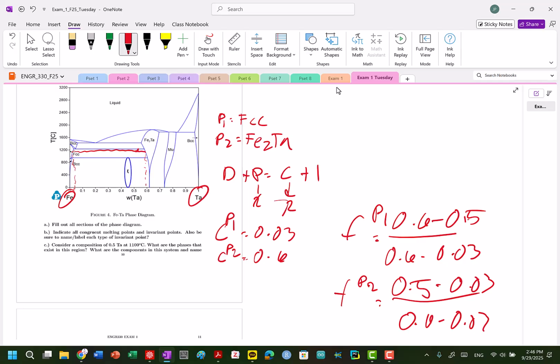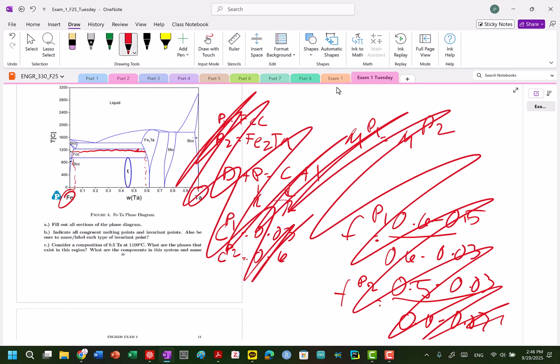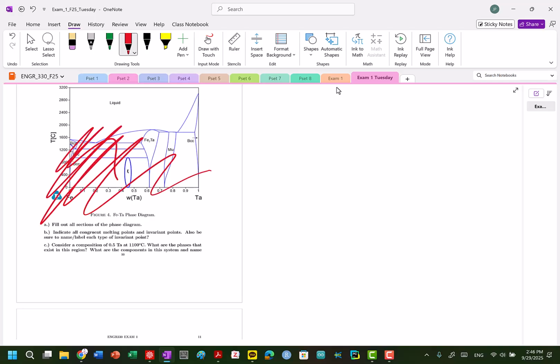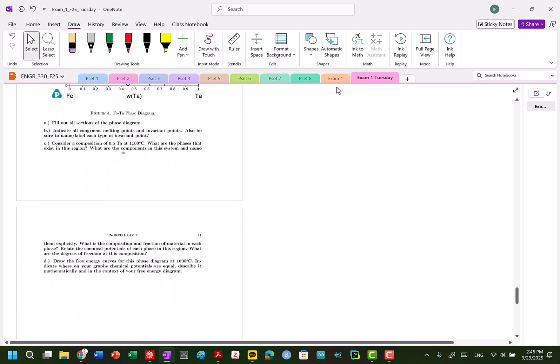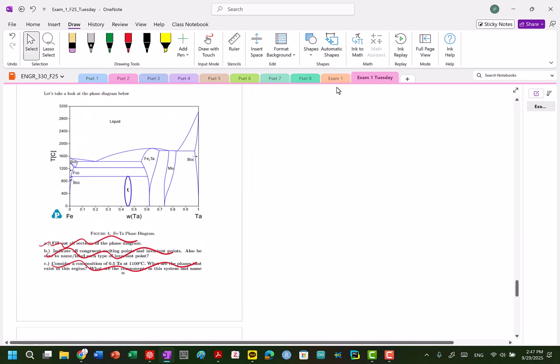We got it. And if we are in a two-phase system, that means the chemical potential of phase 1 must be equal to the chemical potential of phase 2. We've got it. Excellent. Let's go ahead and take it out here. All right. So we did this, we did this, we did this, we did this. Now we're asked to draw the free energy curves at 1600 C.